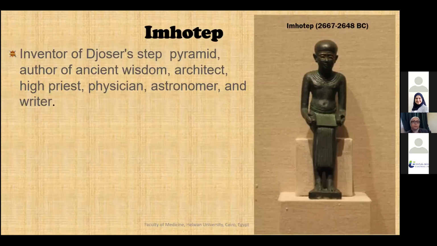This is Imhotep. Imhotep was the inventor of Djoser's step pyramid. He was an architect. He was author of ancient wisdom. He was the high priest. He was the prime minister of the Old Kingdom. He was an astronomer. He was a writer, besides being a physician.